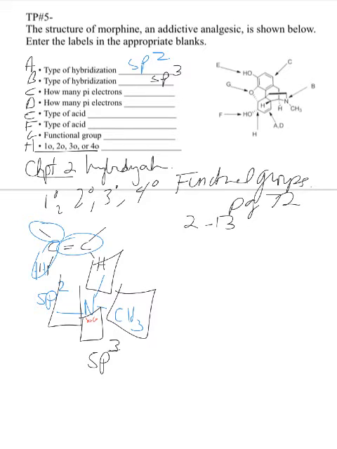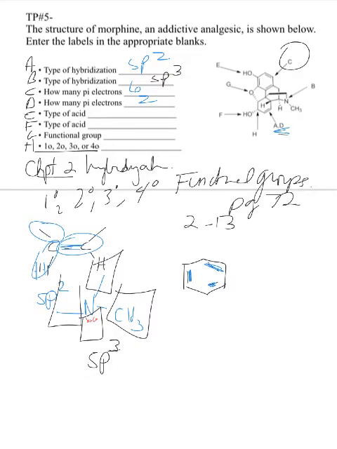How many pi electrons for C? So we find C. Well, it's a benzene ring, and each pi bond has 2 electrons. These pi bonds are here. So you have 1, 2 there, 3, 4, 5, 6. So you have 6 pi electrons. D, how many pi electrons? That's just an alkene. You have 2 electrons in those pi bonds there for D.